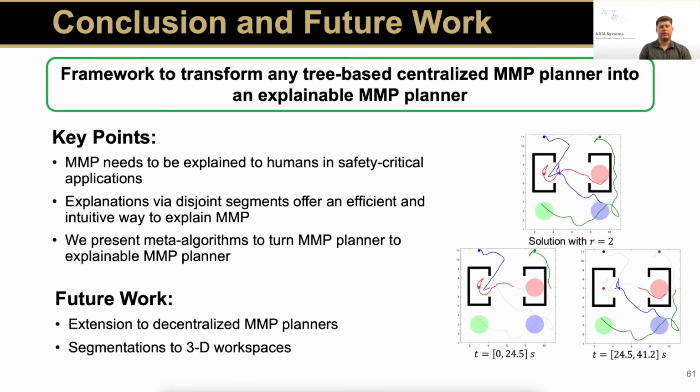At the high level, we present a framework to transform any tree-based centralized MMP algorithm into an explainable MMP planner. We propose for MMP algorithms to explain their solutions using a collection of disjoint images that clearly show each agent arriving safely to its goal. And we present meta-algorithms to turn MMP planners into explainable MMP planners.